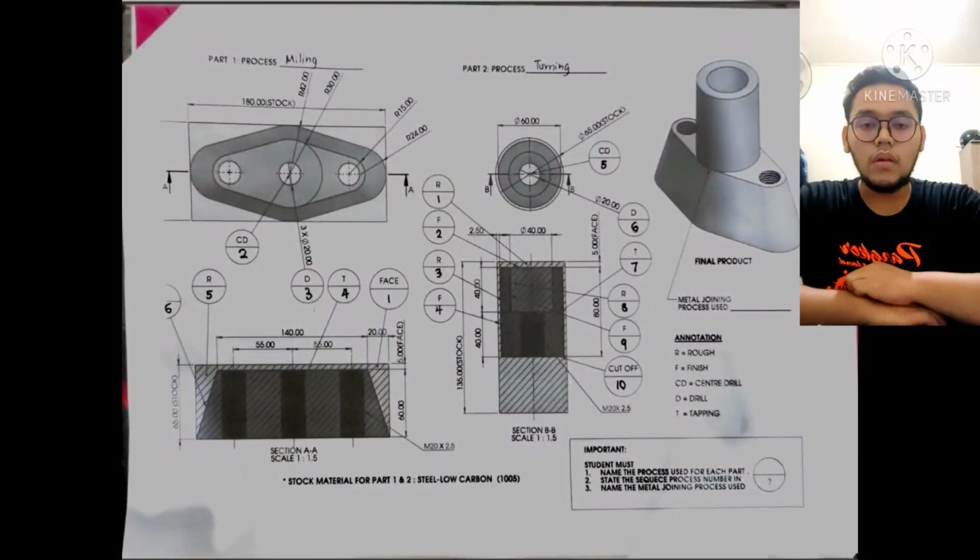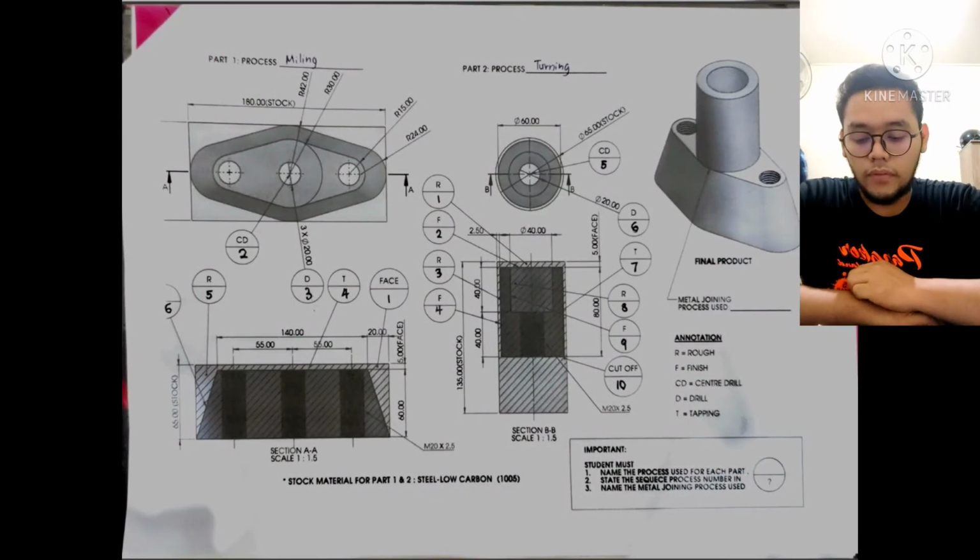I'm from J4EM1104H, and today I will do a video about MEM360, which is lab 4. Let's look at the first page. For this lab, we have two parts, part 1 and part 2. And the material for each part is low carbon steel 1005.